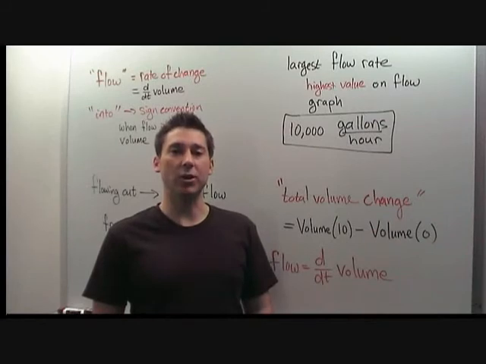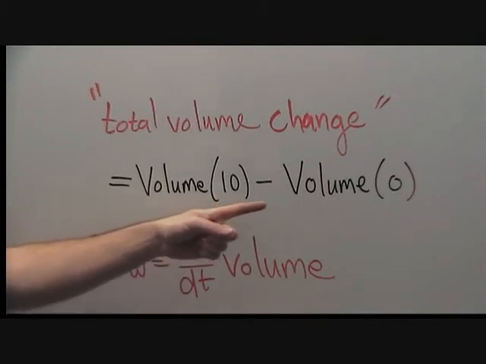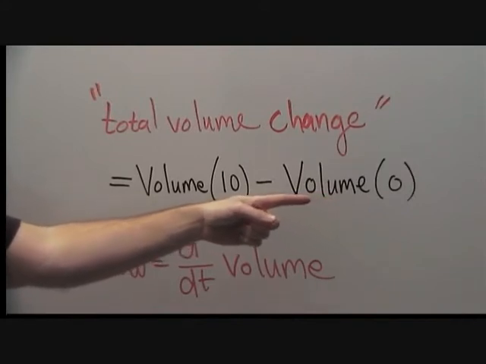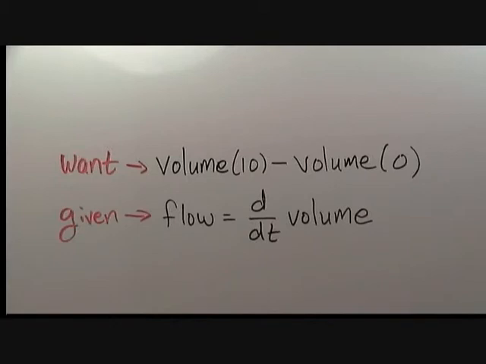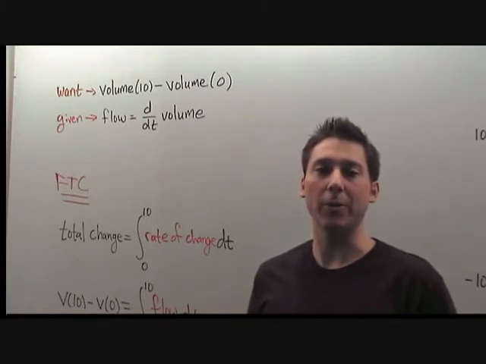Part C is the most interesting part of the problem. We are asked to find the total volume change. That is, the volume at time t equals 10 minus the volume at time t equals 0. The key thing to remember is that the flow is the derivative with respect to time of the volume. We want to compute the total change in volume. We are given the flow rate. This is a classic problem relating the total change to the rate of change. The perfect tool for the job is the fundamental theorem of calculus.